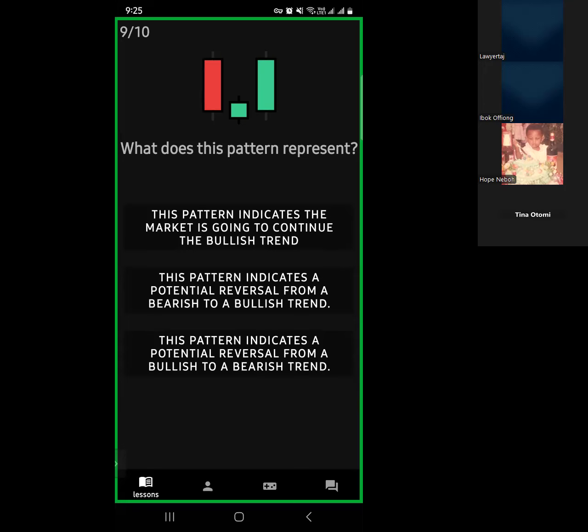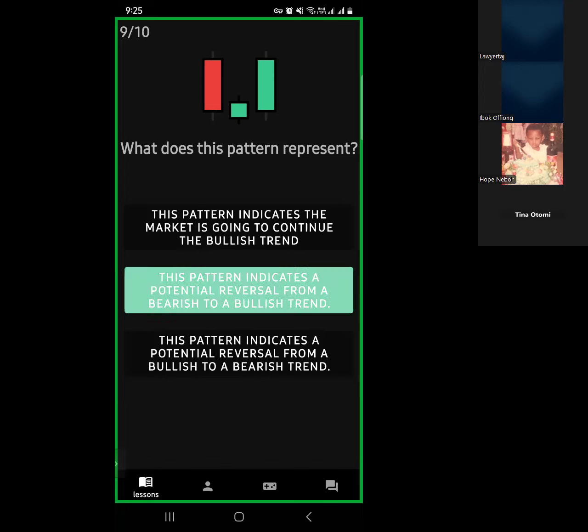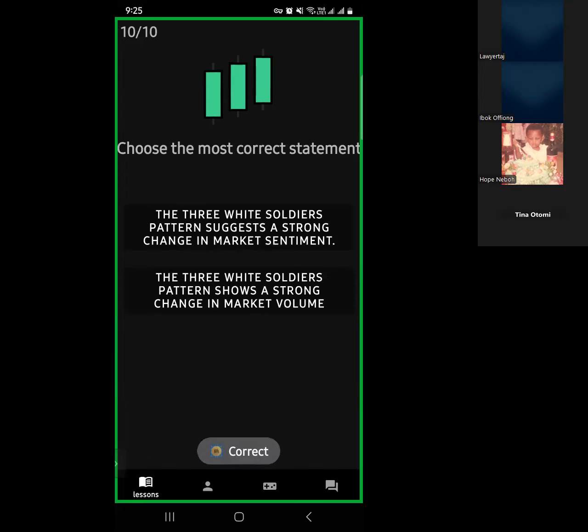Yes. I mean, it goes without saying now. Come on. When you see a red candle, you see a green candle. You can see another big green candle. Now, bearish to bullish now. Correct. We got it right.